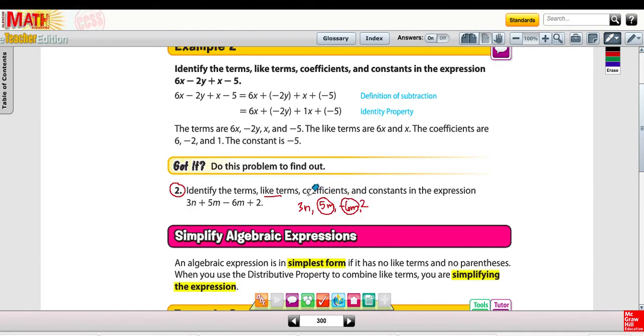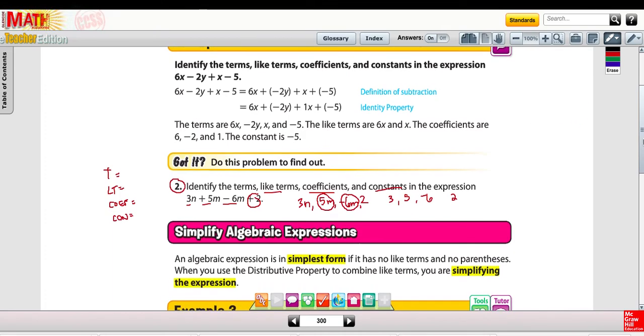The next thing is the coefficients. The coefficients are 3 in front of the n, 5 in front of the m, negative 6 in front of the second m, and then this would not be considered a coefficient. It's a constant. So the last part, the constant, is 2. If you want to abbreviate that, just put down terms equals this, like terms equals that, coefficients equals that, and constants equals that. Just another way to write those out.